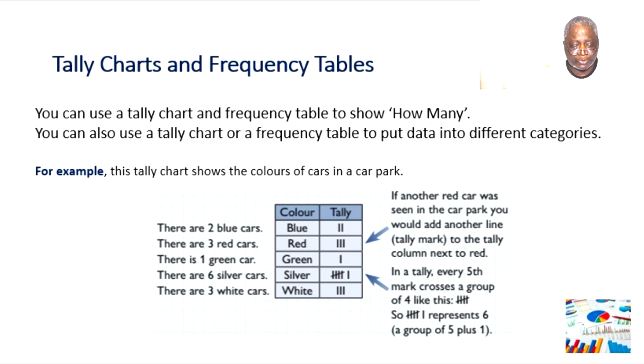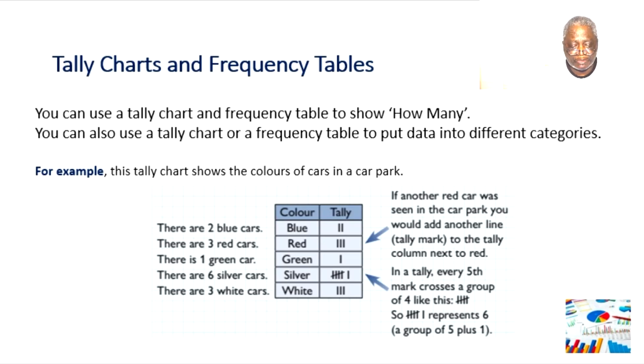You see the little strokes there? Each of those strokes on the tally represents 1 car. And the way you use it is, when you have 4 strokes, that's fine, but if you have a 5th stroke, you put it across the strokes to make it 5, and then you start again.